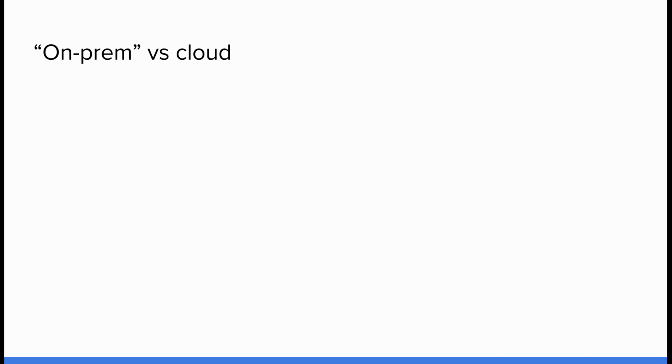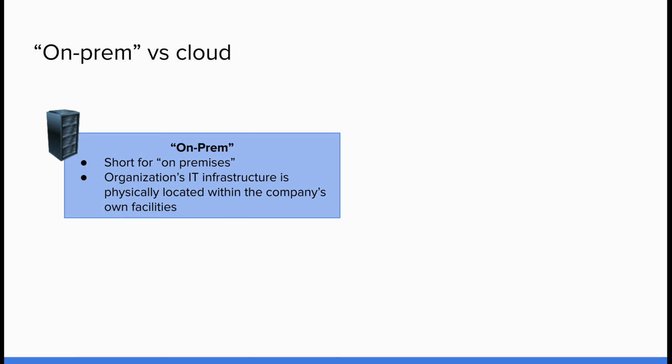So the term on-prem is short for on-premises. It's what we just talked about. This refers to a setup where the organization's IT infrastructure is physically located within the company's own facilities. This means the company owns, manages, and maintains all the hardware, such as servers and storage, in a dedicated data center within their building or on their land. On-prem infrastructure provides full control, but it comes with significant responsibilities in terms of maintenance, cost, and scalability.